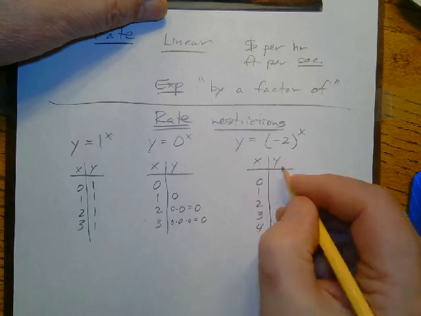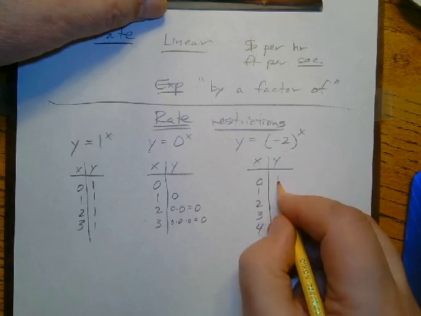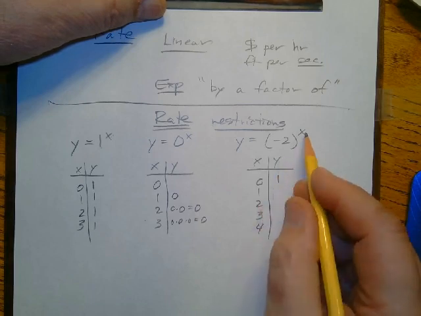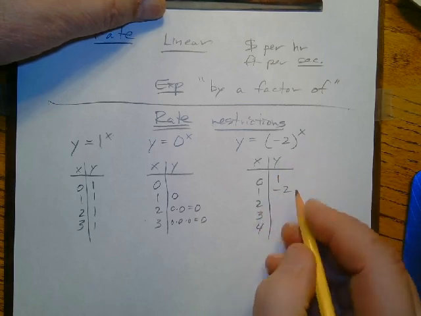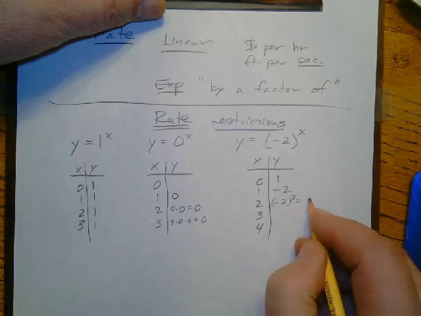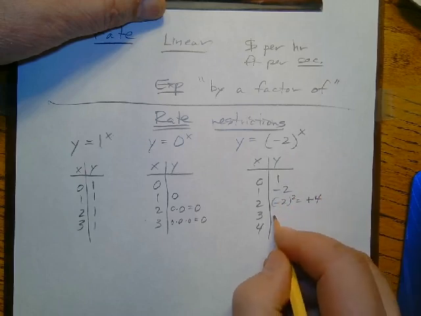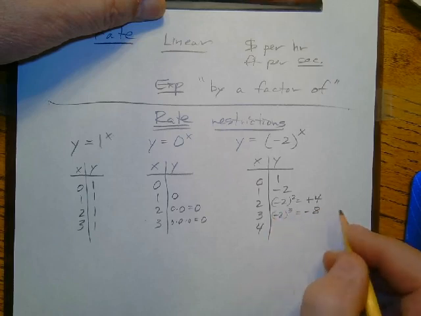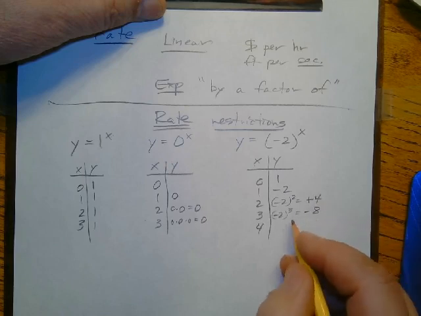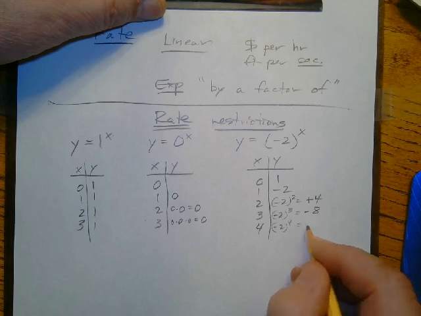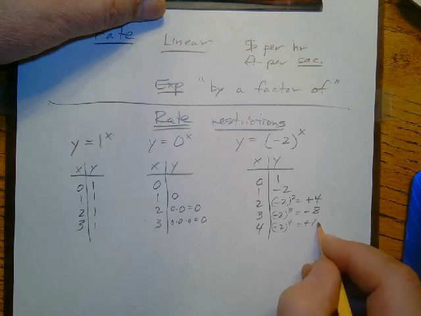If x is 0, negative 2 to the 0, well, that's always 1. Negative 2 to the 1 is negative 2. Negative 2 squared, well, that would be a positive 4. Negative 2 cubed, well, that makes this a negative. The sign's flipping back and forth here, would be a negative 8. And negative 2 to the 4th, now we're back at positive 16.